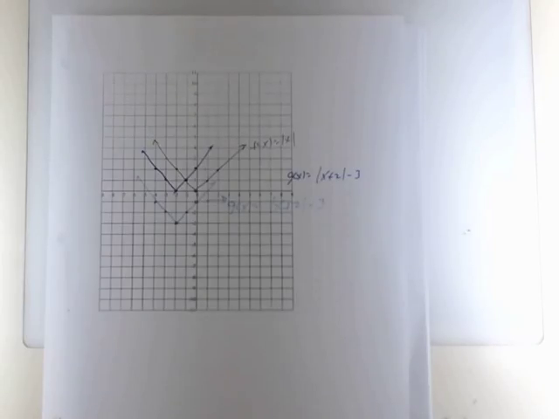Oh, I know you didn't ask me that. Which one's the parent function? The absolute value of x. The one where the vertex is located where? At the origin.